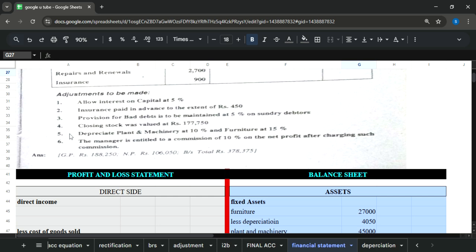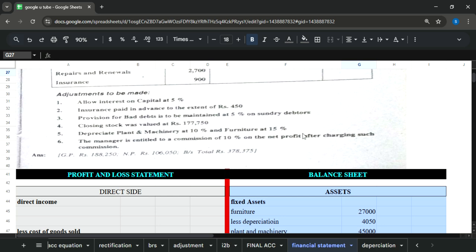Now for the sixth adjustment, this is an unconventional adjustment. Normally it is not present in usual questions, so this is very interesting, and I am requesting you to please be attentive to understand the effect of the sixth adjustment. Manager is entitled to a commission of 10% of net profit after charging. This word please underline in your books: after charging such commission.